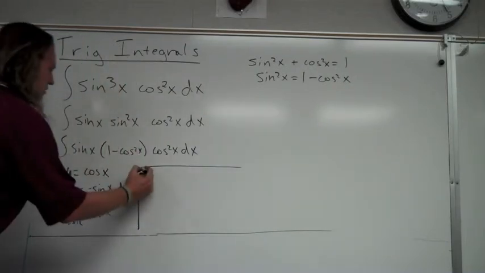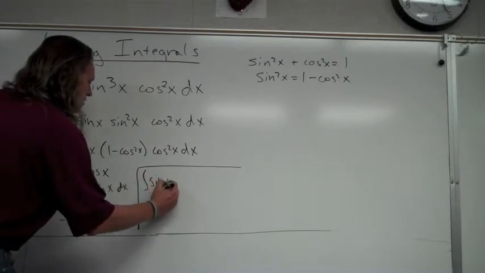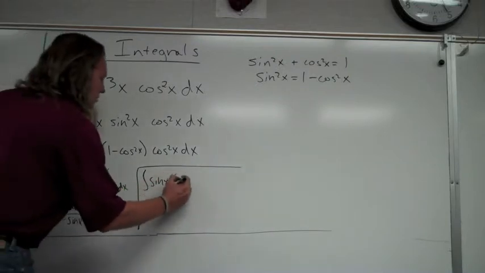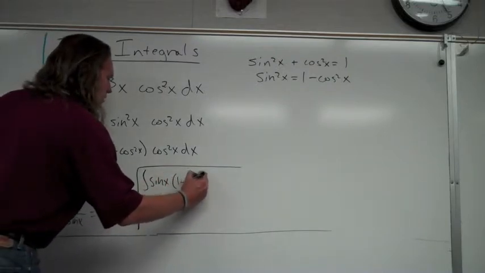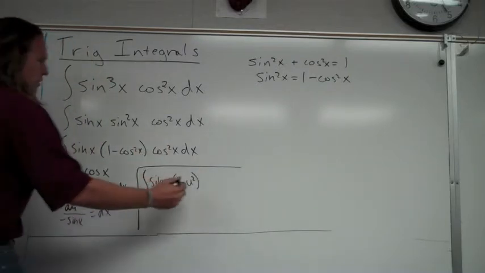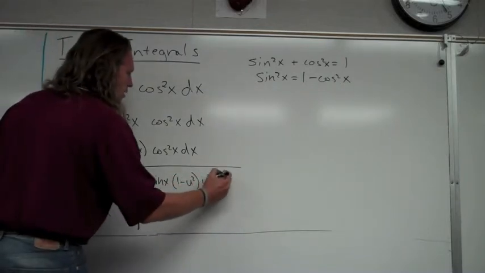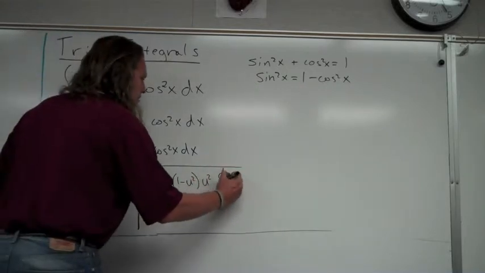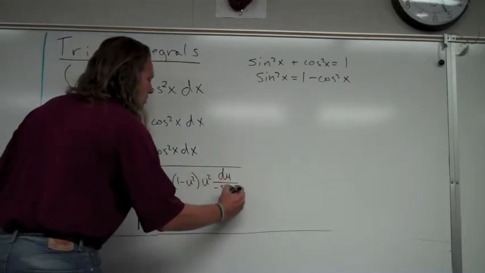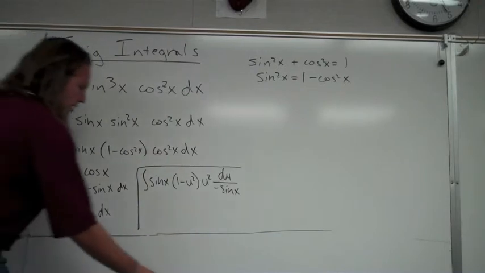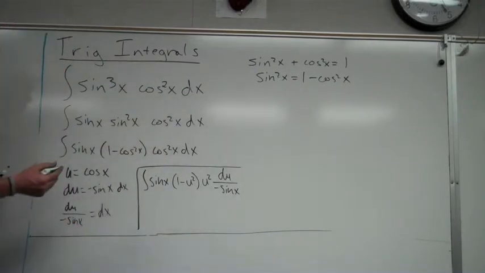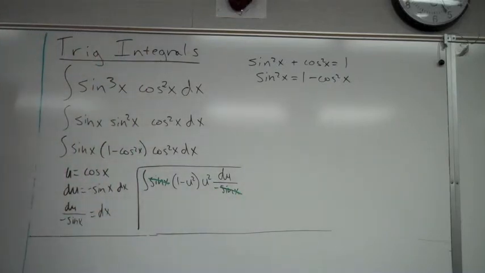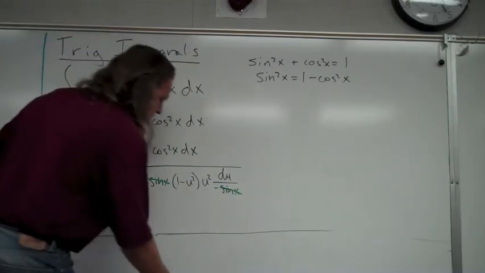So my sine x I'll just leave there. So integral of sine x. Where I see cosine x, I'm going to substitute in a u. So it'll be 1 minus u squared. Again, where I see this cosine x, I also substitute in a u. So it'll be u squared. Where I see dx, I'll substitute in du over negative sine x. Alright. And as usually happens with u sub, I've got these two things that cancel out, and that's good. Now I'm just left with u's.